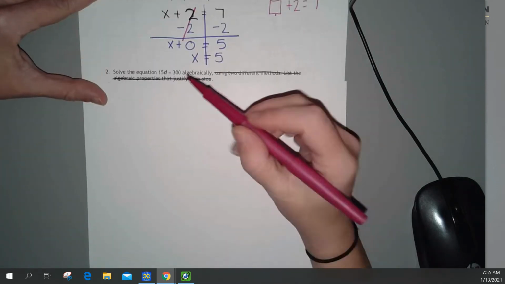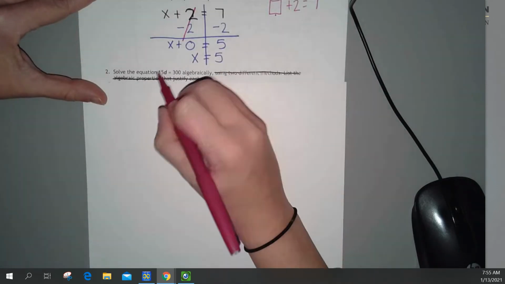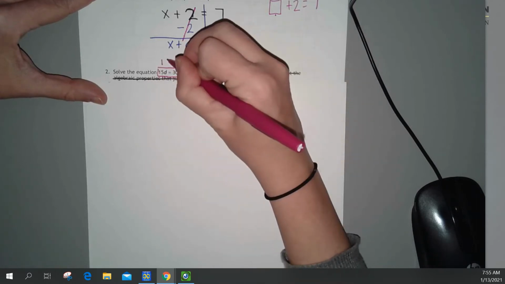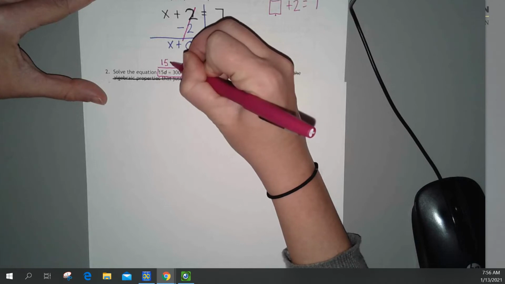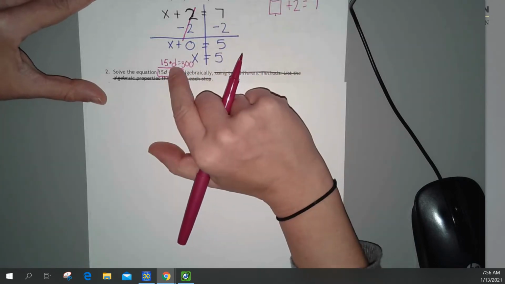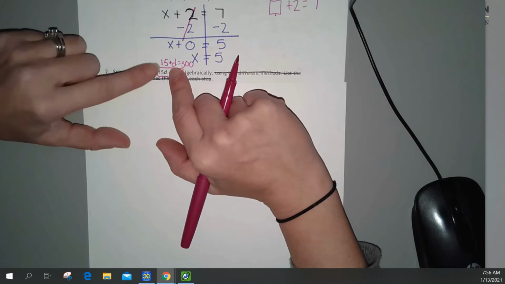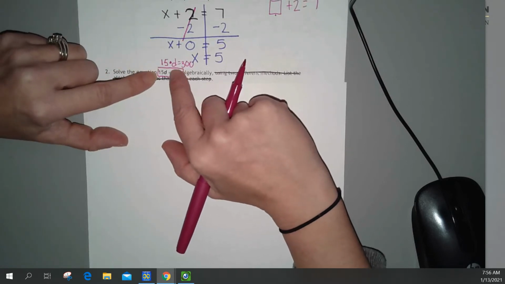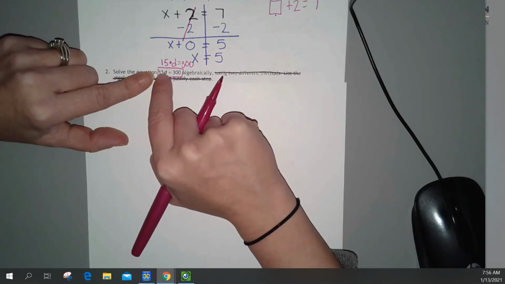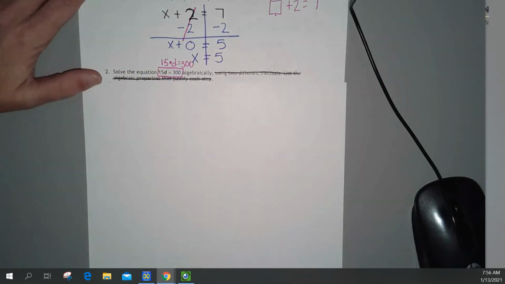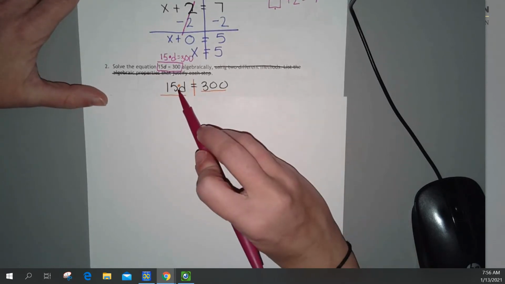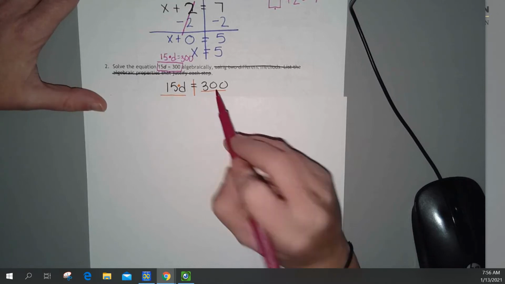So now we have the problem that says 15D equals 300. Guys, that is just a fancy schmancy way of saying 15 times D equals 300. If you need to put that dot in there, do it. Please don't use an X, though. We're a little bit past that. Guys, whenever you see a number butted up right next to a letter like that, that's multiplication. With that said, let's go ahead and take a look at how we do this. Again, that means 15 times D equals 300.